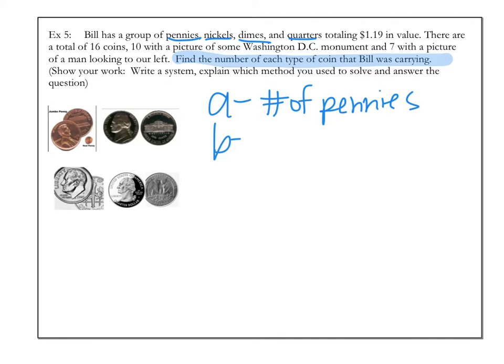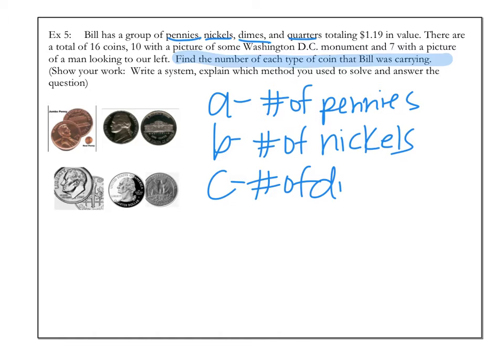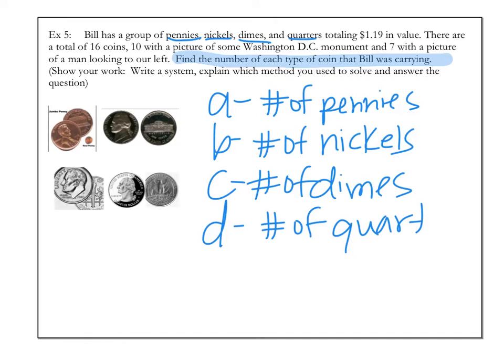B is going to be the number of nickels. C will be the number of dimes. And D will be the number of quarters. If you want to use P for pennies and N for nickels, you can do all of that. I just find it easier to use generic ones.